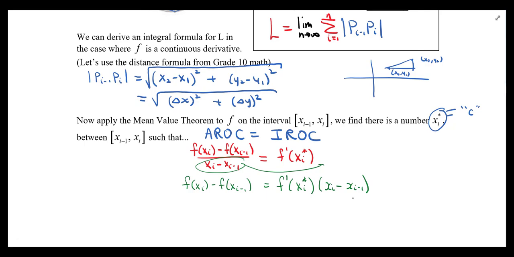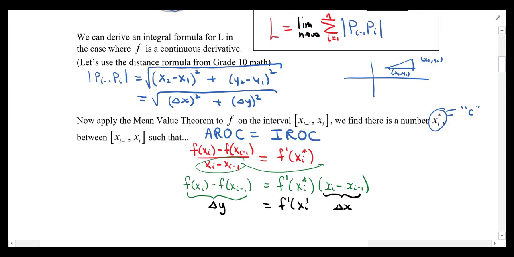Now, I hope you can see that this part on the left is really just the change in the y value. And that this x sub i minus x sub i minus 1 is really the change in the x value. So therefore, we have this equation now that delta y, the change in y, is equal to the derivative at that point c, so f prime of x sub i star, multiplied by delta x.